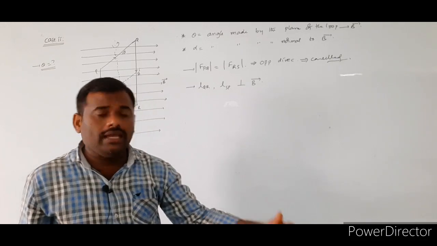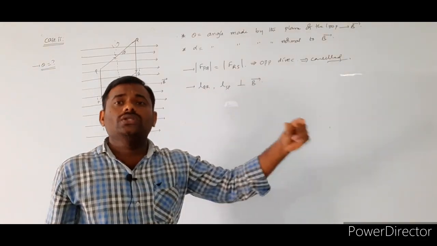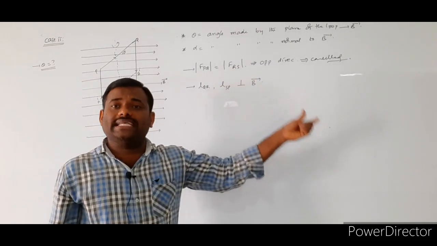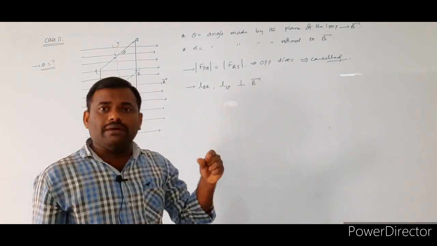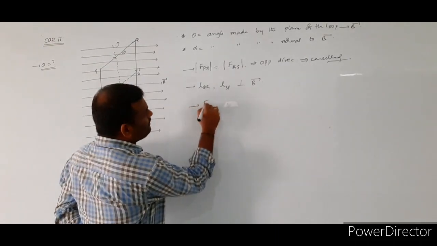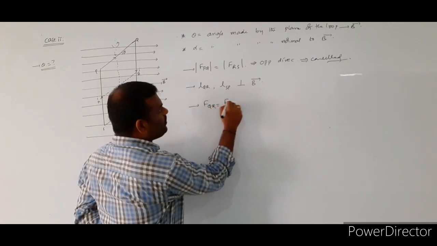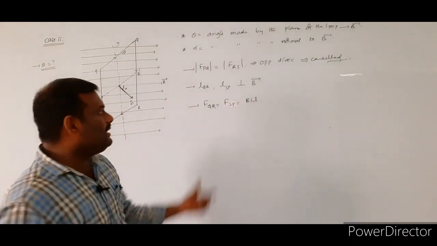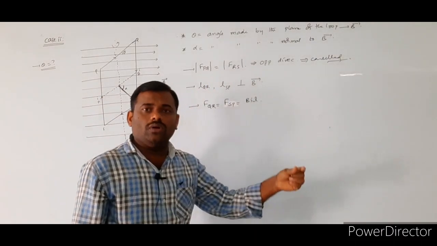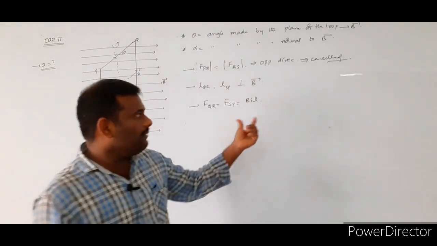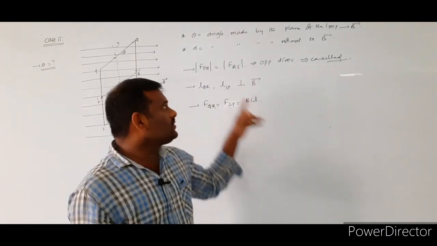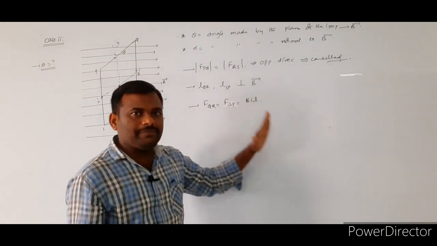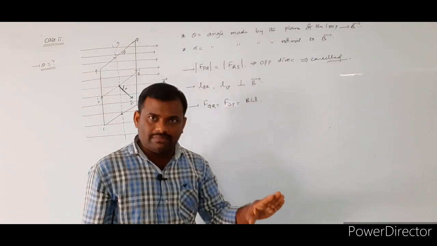So whenever their length is perpendicular to the direction of the magnetic field, those portions experience the maximum force. The force experienced by the QR part and the force experienced by the SP part will remain the same in magnitude. Their magnitude is equal to what? BIL. Why BIL? I into L bar cross B bar. L is perpendicular to B bar, theta is equal to 90, so these portions experience the maximum force.